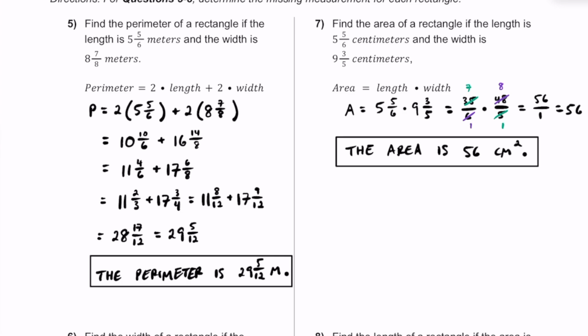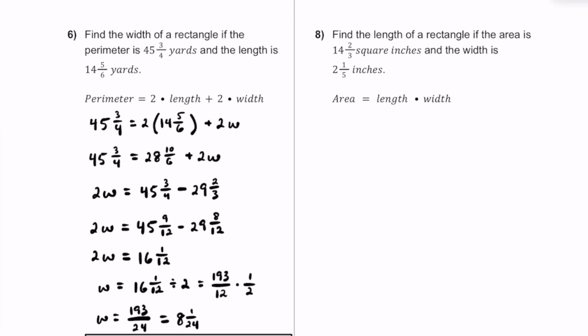All right, let's check out another one. For number 8, we're going to find the length of a rectangle if we're given the area of 14 2/3 square inches and the width of 2 1/5 inches. All right, so plugging in the area, that's going to be 14 2/3, and that's going to be equal to the length. I'm going to use a cursive L for the length, multiplied by the width here of 2 1/5.